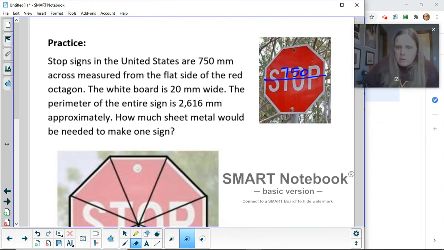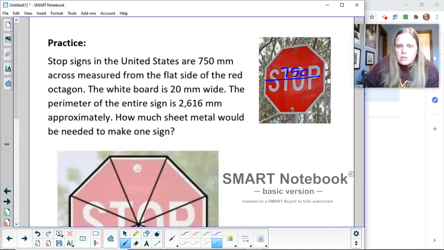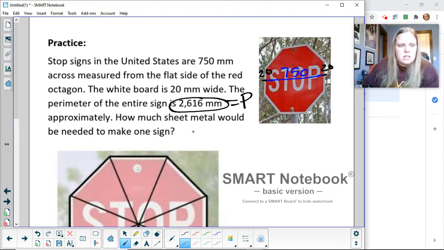Okay, wait, back up. I just need to go to the red portion. Okay, the white border is 20 millimeters wide. So that would mean I add 20 millimeters on there and 20 millimeters on there. The perimeter of the entire sign is, okay, I gotta highlight that. Perimeter is 2,616 approximately millimeters. How much sheet metal would be needed to make one sign?